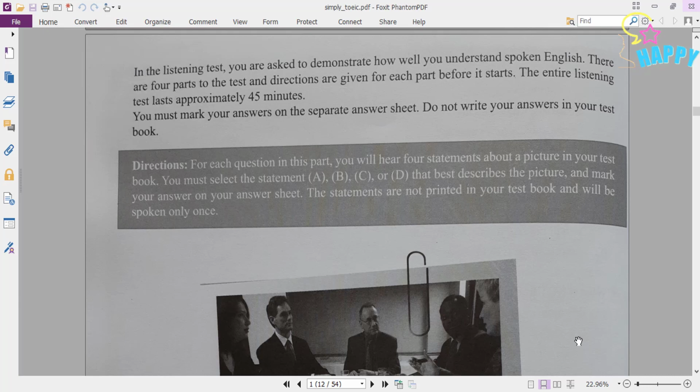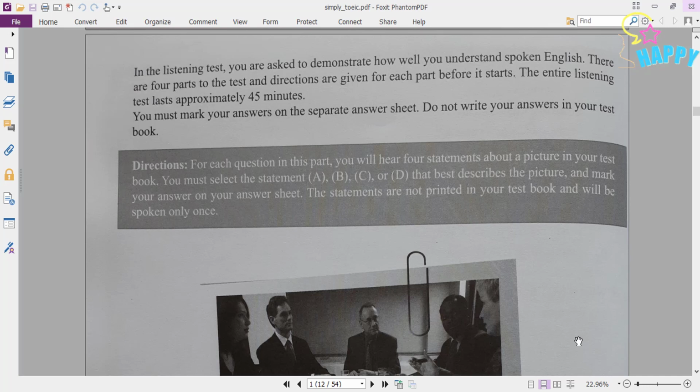Examination 2. Listening Test. Part 1. In the listening test, you are asked to demonstrate how well you understand spoken English. There are 4 parts to the test, and directions are given for each part before it starts. The entire listening test lasts approximately 45 minutes. You must mark your answers on the separate answer sheet. Do not write your answers in your test book.